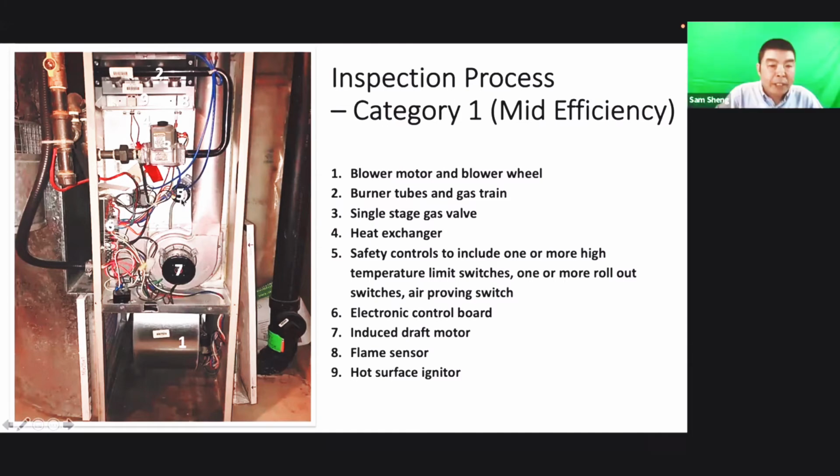The pressure switch detects the air pressure difference from the inducer motor. When there is a call for heat, the inducer motor runs first. After the inducer motor is running, the pressure switch gets the signal and sends it to the control board. Once the control board knows the inducer motor is running okay, it goes to the ignition process.